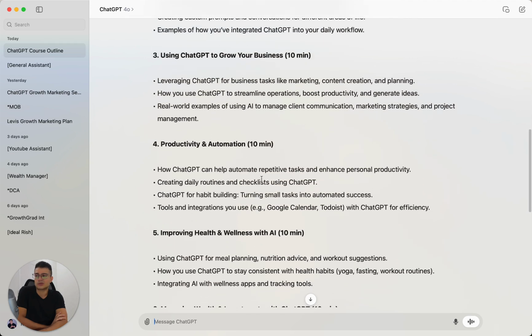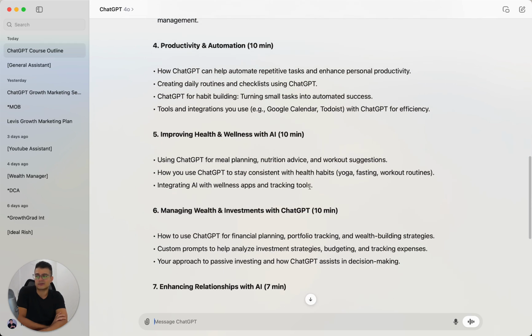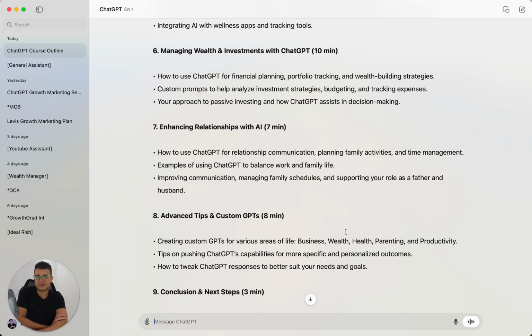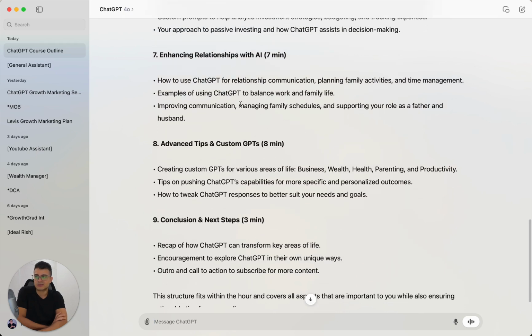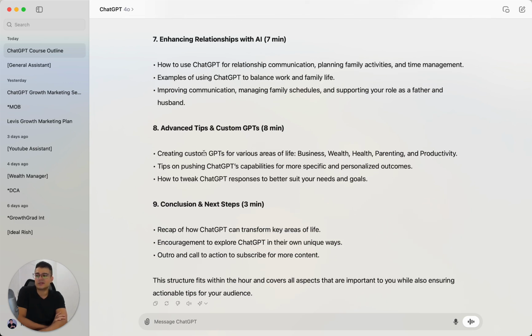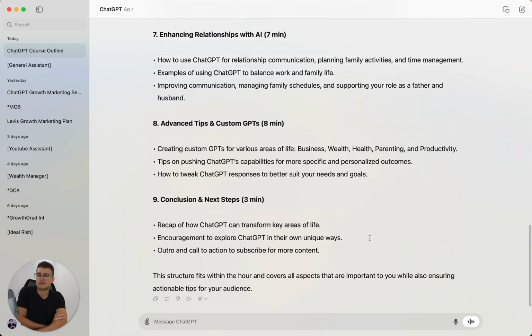We're going to see how to use it for business, productivity, health and wealth, managing your investments, enhancing relationships, something I've not explored too much, but yes, I have used it for parenting, which has covered my role as a father and a husband. So as you can see, even the course outline that ChatGPT has made is very in line with my life. It's also included the advanced CustomGPTs because I create CustomGPTs, and I'll be happy to share that in this video as well. So hopefully we get time to cover all of these points.